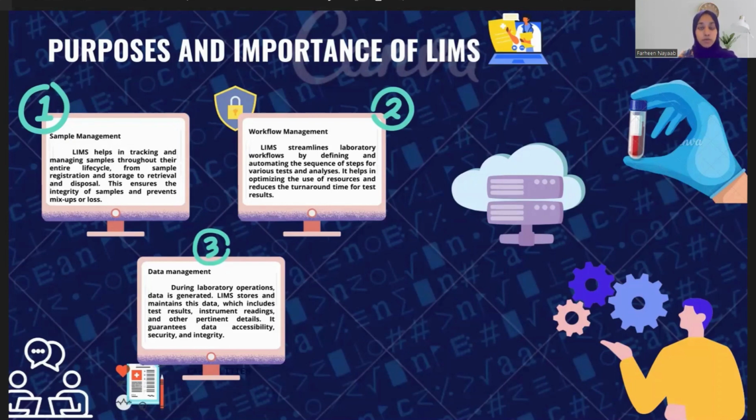During laboratory operations, various data is generated. So LIMS helps to store and maintain this data, which includes test results, instrument readings, and other pertinent details. It also guarantees data stability, security, and integrity by managing the data.